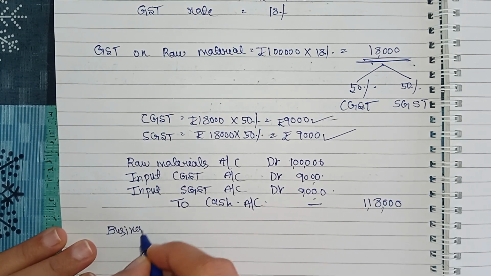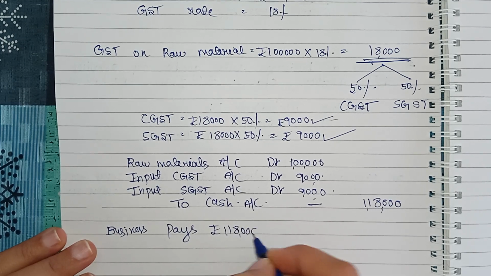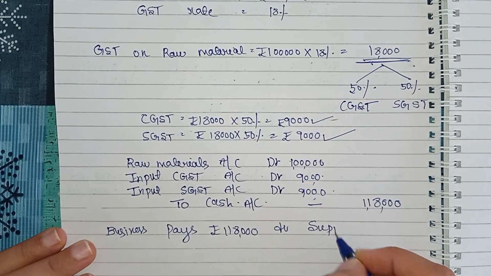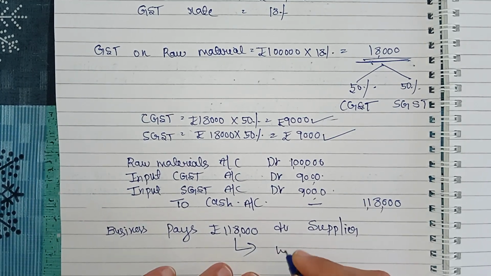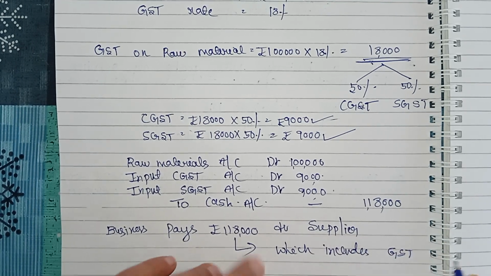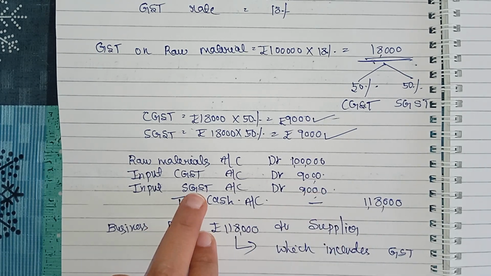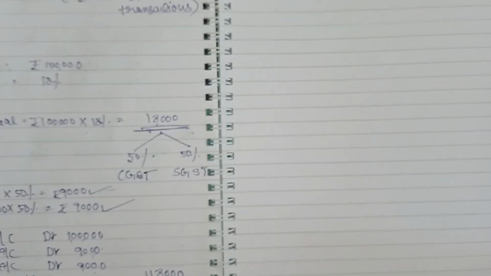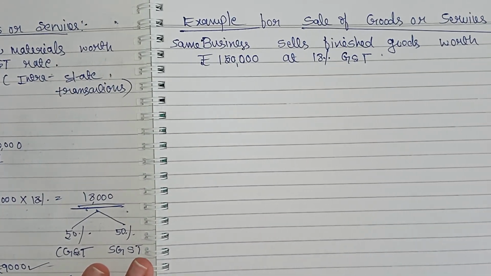It means the business pays rupees 1 lakh 18,000 to the supplier. This 1 lakh 18,000 includes GST, that is rupees 9,000 to the central government and rupees 9,000 to the state government. Okay, I hope this example is clear to you all. Now we will move to the next example, the example for sale of goods and services.